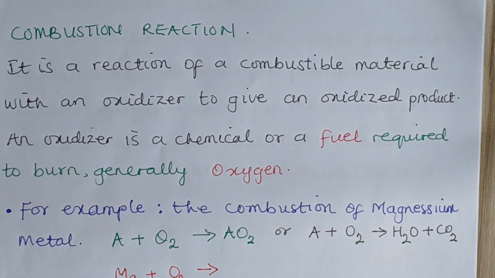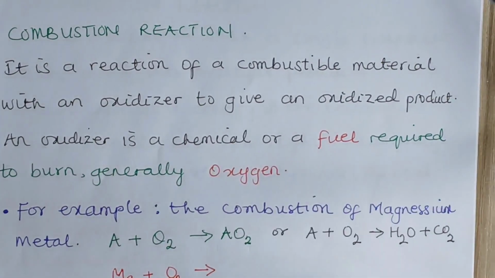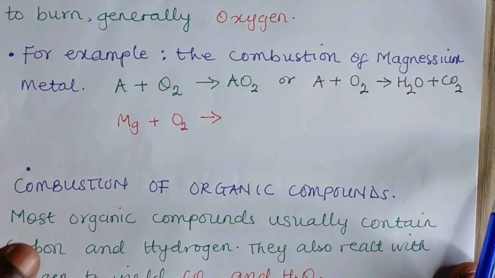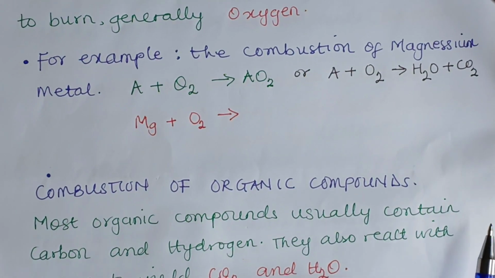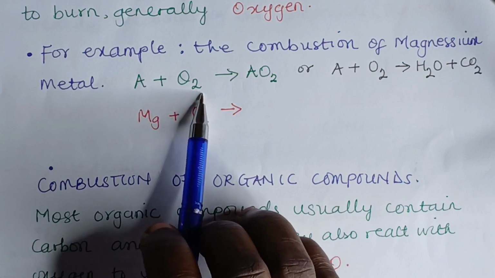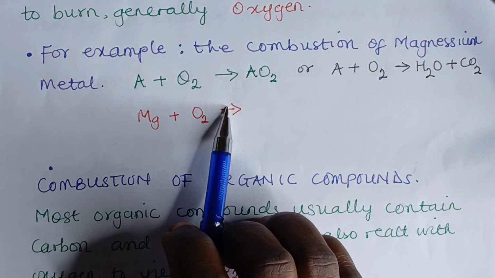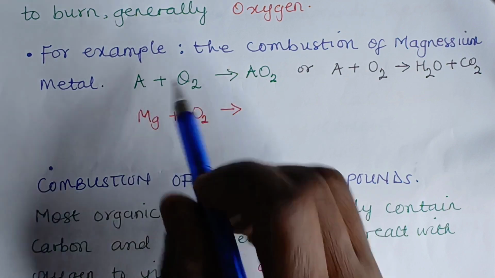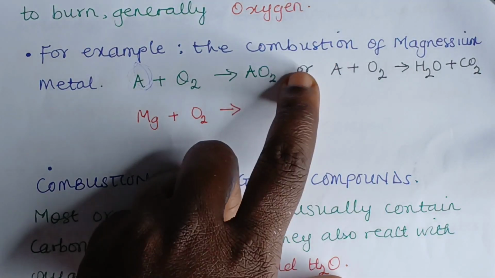An oxidizer is a chemical required to burn a fuel, generally oxygen. For instance, we have the simple combustion reaction, and we also have the combustion of organic compounds. Most organic compounds are made up of carbon and hydrogen. The first one here is the simple combustion reaction, in which A reacts with oxygen. A represents any element reacting with oxygen to give you AO2.